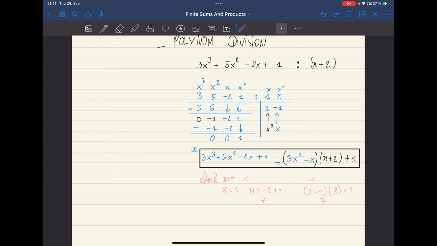How to check it, because you want to be sure that it's the right answer in the exam. What I usually do is I check for 2 or 3 positions of x. For x equals 0, I have 1 on the left and 1 on the right. Same for x equals 1, I have 7 on the left and 7 on the right. So I'm good. It's not a proof, but it's good to check.